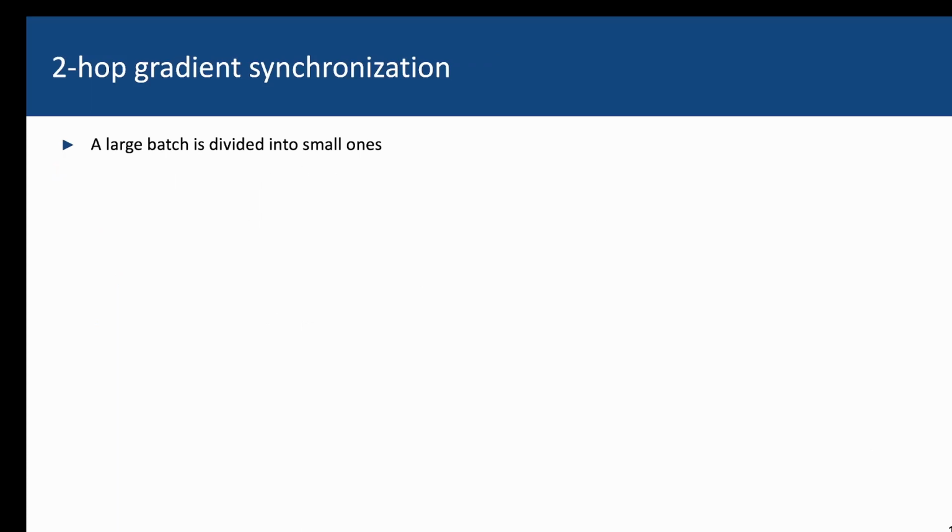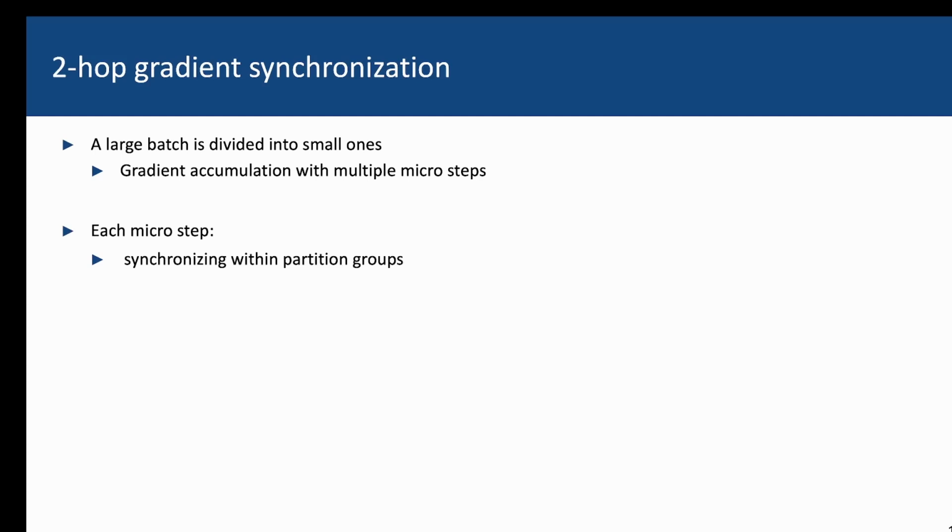The last component is two-hop gradient synchronization. In large model training, a large batch is divided into multiple smaller ones because of memory constraints. We call these smaller batches macro batches. We accumulate gradients for each macro batch to get the gradient for a large batch. The computation of each macro batch, we call a macro step.